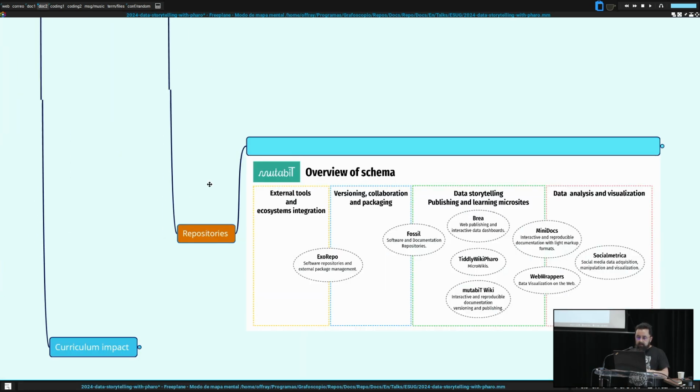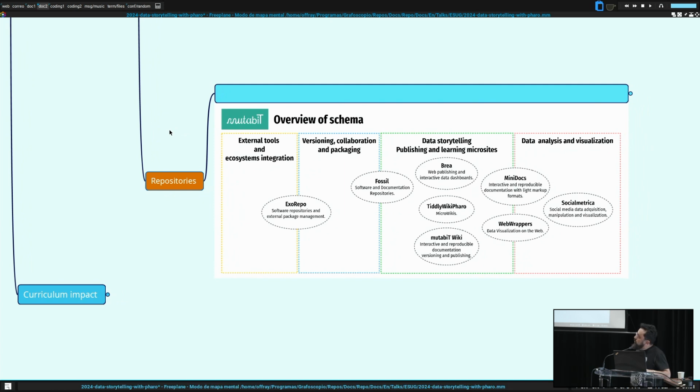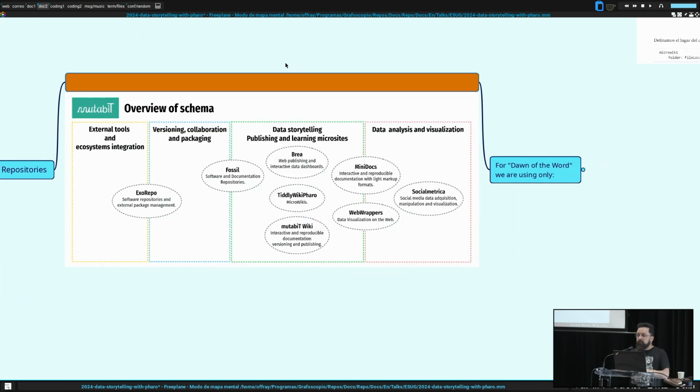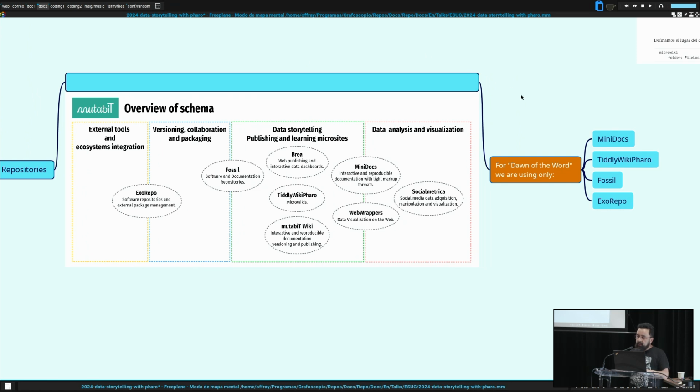There are a lot of source code repositories that work across several activities. So we're working with data analysis and visualization, with data storytelling, publishing, and learning microsites, with versioning, collaboration, and packaging, and with external tools that are not inside the Pharo ecosystem. And we have these source code repositories that work across several fields and reach several task-related ecosystems. And for the day-to-day of the world, we are using only 3 of these repositories.